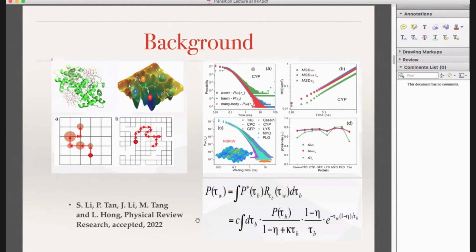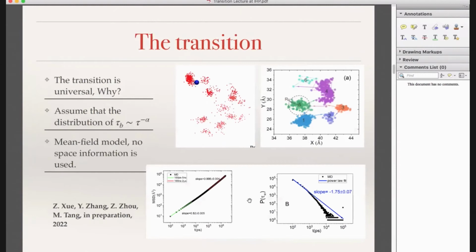I worked on this with my biostatistics colleague, and recently the work has been accepted by Physical Review Research. But the result is not that satisfactory, because in order to explain the power law observed in the MD simulation and experiment, there is an assumption that P star, the basin distribution, obeys a power law decay distribution. But why is this?